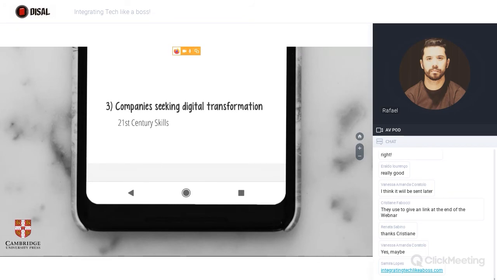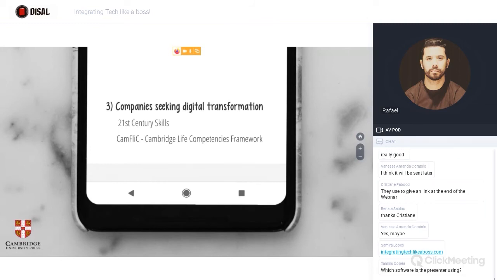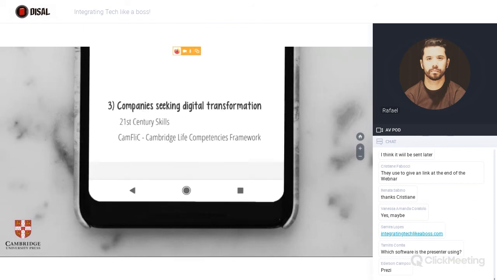And of course, one of the competences is the technology literacy, and it is pretty much of our responsibility to help students develop it. At Cambridge, we understand that the engaging and collaborative nature of the language classroom, let's say, is just the perfect place to develop and embed these qualities. That is why we created something that we called the CAMFLIC, the Cambridge Life Competences Framework.